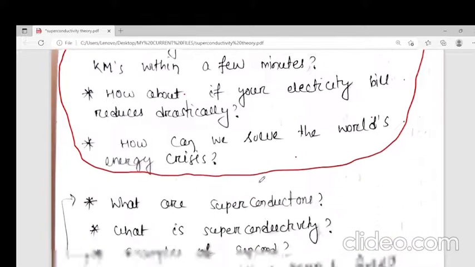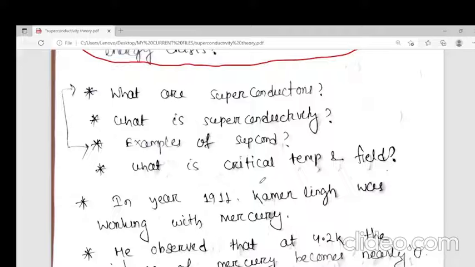So let's think about what superconductors are first, then what superconductivity is second, and its examples, and then what the critical temperature and critical field are.